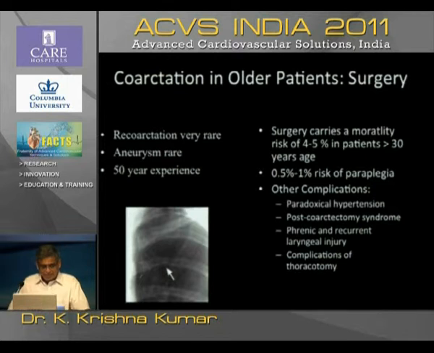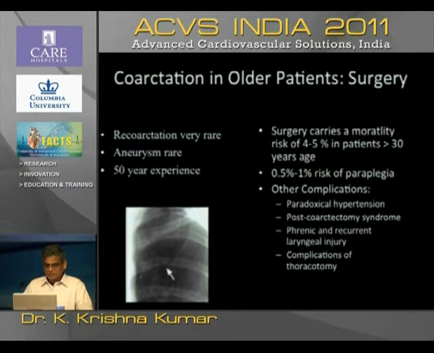Surgery, as recently as 2010, there is a very large series that has been published on surgery in adults with coarctation. Recoarctation is rare, aneurysm is rare. This X-ray shows you an example of rib notching, which is typical of older patients, and it has a bearing on the surgeon's approach to coarctation. It does carry some mortality in patients who are older, but I don't know if this is a recent bit of data. I think more recent series don't show any significant mortality.